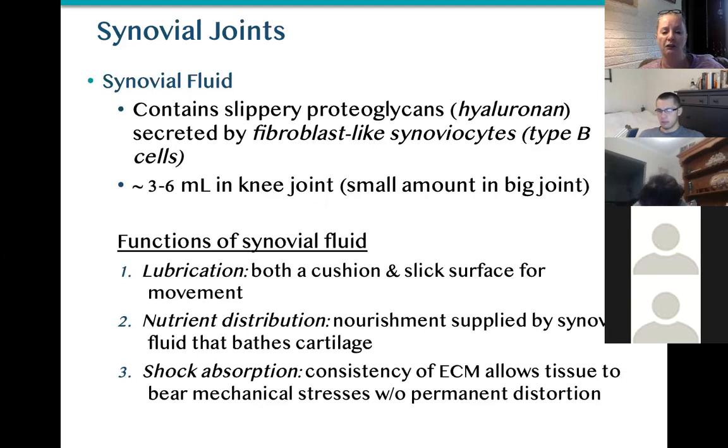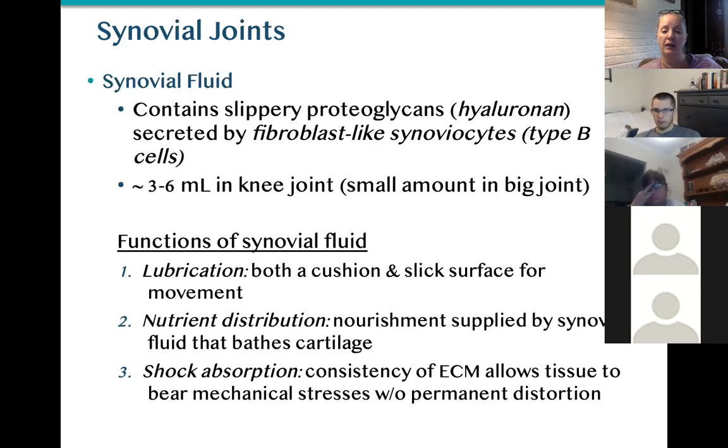The functions of our synovial fluid is going to be to lubricate the surface. It's going to create that nice slick surface. It's basically the KY jelly of your knee joint, right? Okay. Nutrient distribution is going to supply all the nutrition from those fenestrated capillaries that bring in all the nutrients to the synovium, and it's going to circulate it around that whole joint capsule, bathing your articular cartilage and other parts of this synovial capsule such that everything gets the nutrients that it needs.